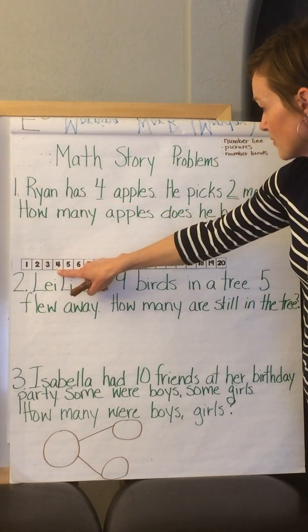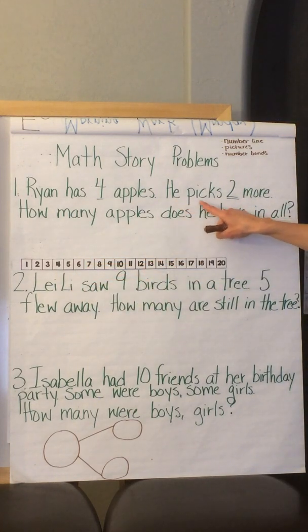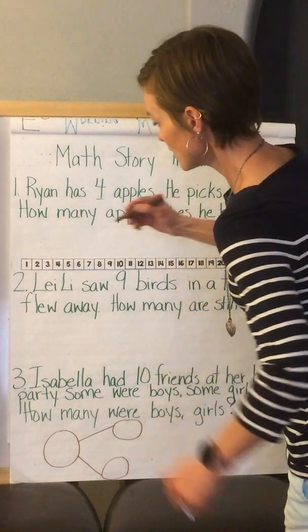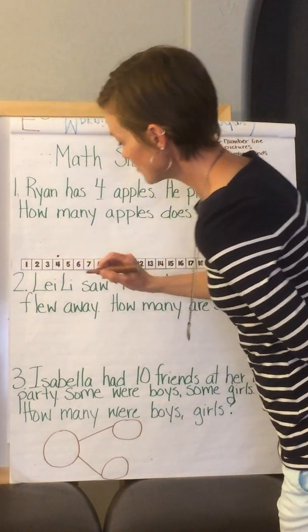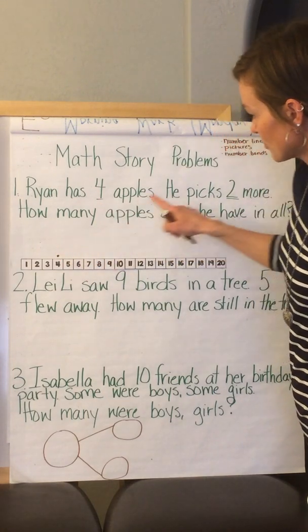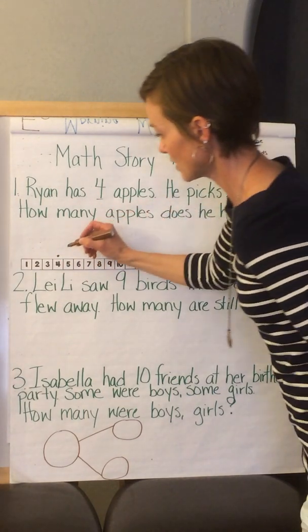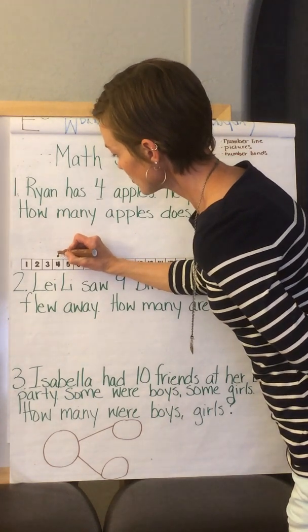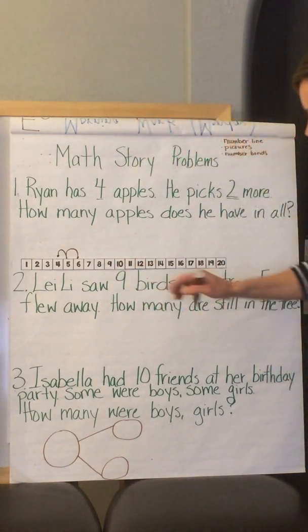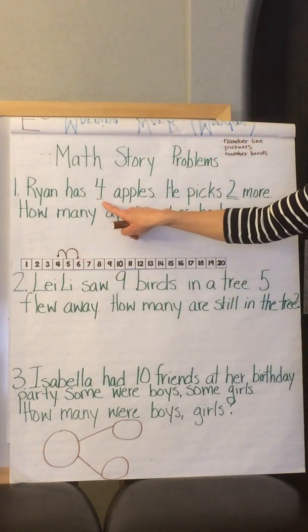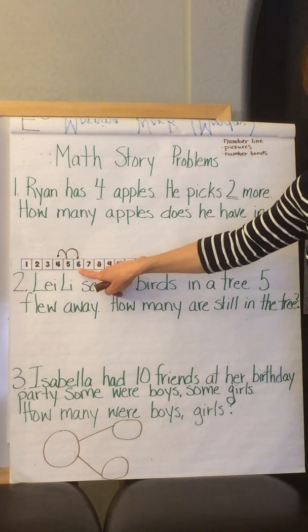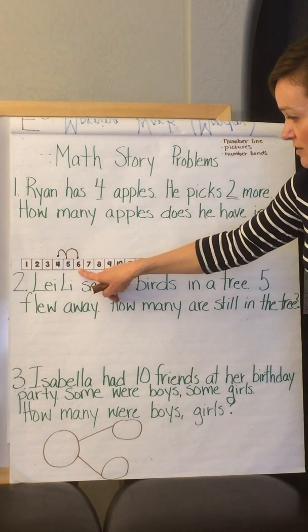There's my number 4. And it says that he picks how many more? 2 more. So I'm going to start at 4 because I know that's how many apples he had to start with. And now we're going to jump 2 more on our number line. So we start at 4, we jump 1, 2 more. So how many apples, if he had 4 and he picked 2 more, how many apples does he have in all? He now has 6.